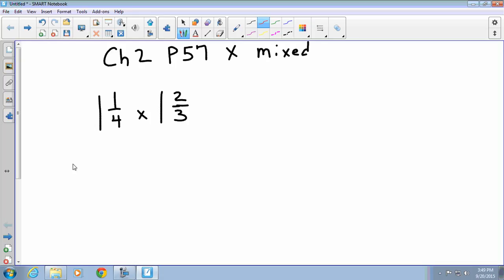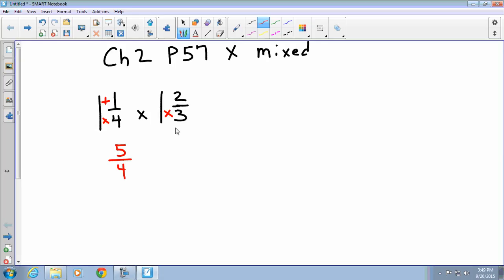Now, the first thing we need to do is turn our mixed numbers into improper fractions, and we do that by timesing 1 times 4 to get 4, and then we add the 1. So it actually becomes 5/4, 1 times 4 plus 1.